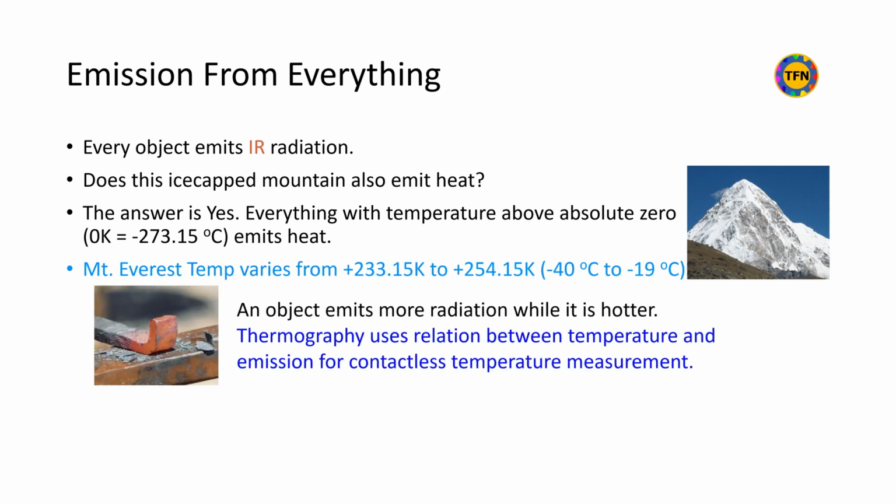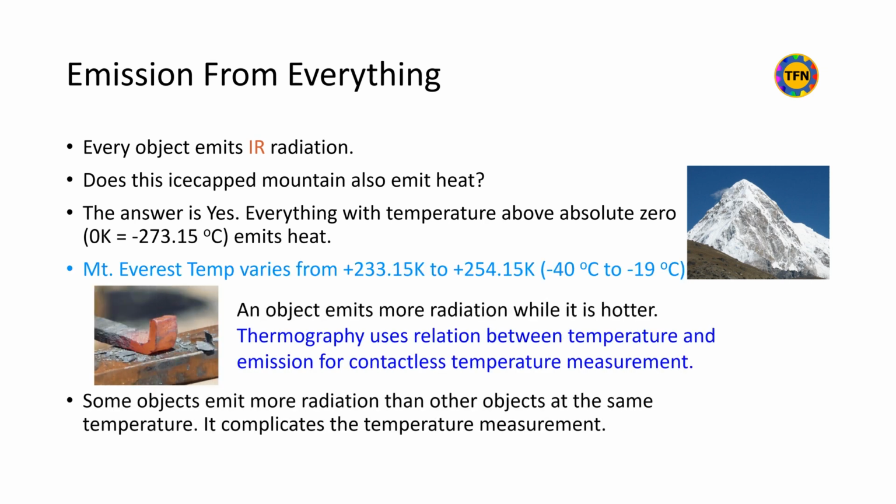IR radiation emitted by an object is proportional to its temperature, though not linearly. Thermography uses this relation for temperature measurement. Radiation intensity emitted by different objects of the same temperature may not be equal due to differences in emissivity. It complicates the temperature measurement.